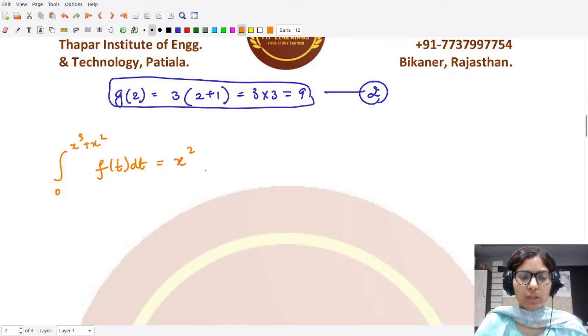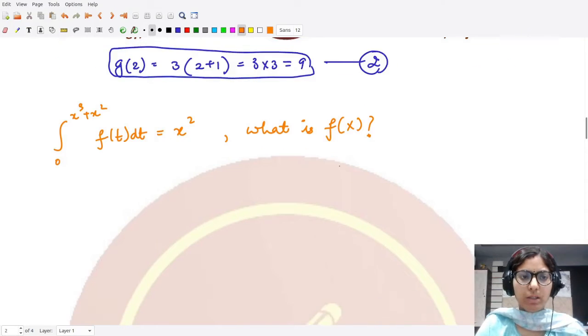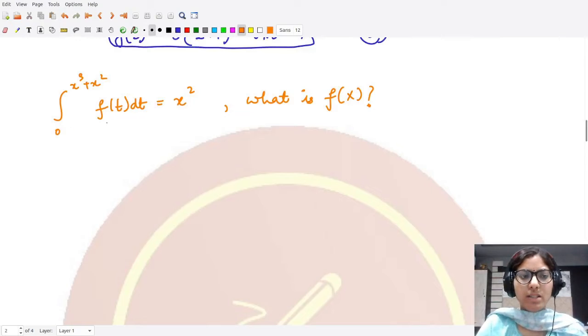So now notice here in this expression, it is not as simple to calculate what is f of x. That is the question. So it is not that simple to calculate f of x. Why? Because in order to find what is this f of t, what do we require?